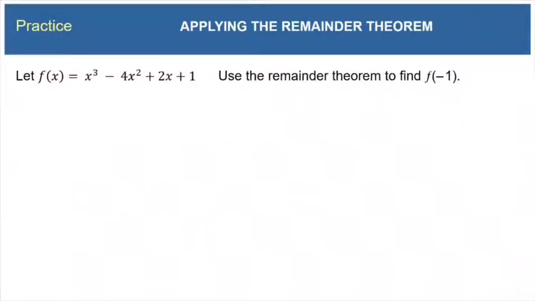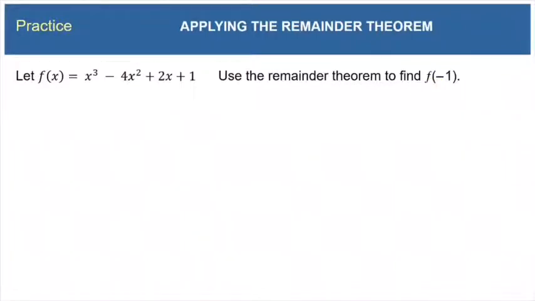Okay, now here's one for you to practice on, and I hope you'll pause the video for a minute and try it on your own. And now I'm going to go through it with you. So this one says, let f of x equal x to the third minus 4x squared plus 2x plus 1. Use the remainder theorem to find f of -1.